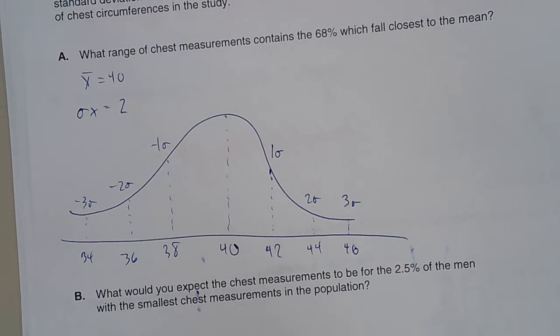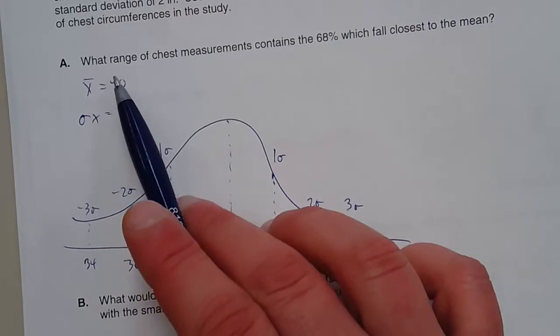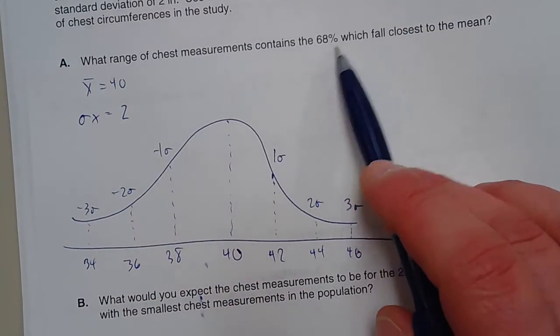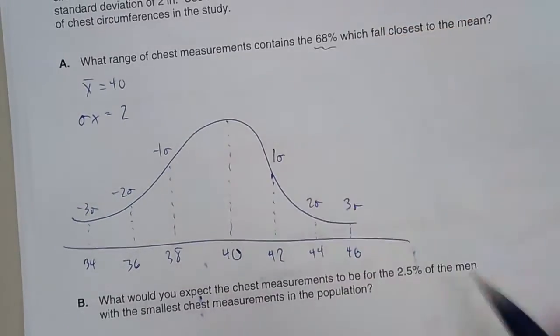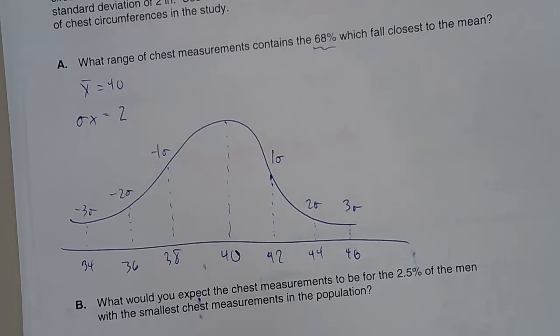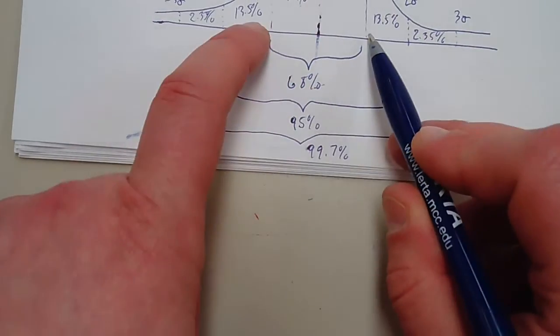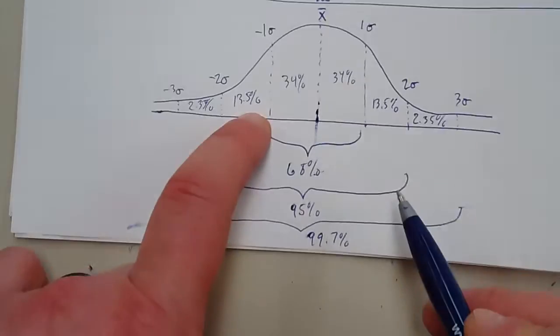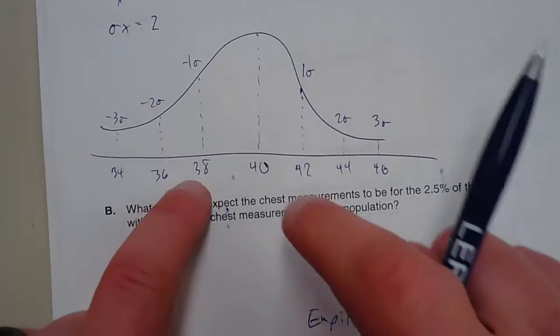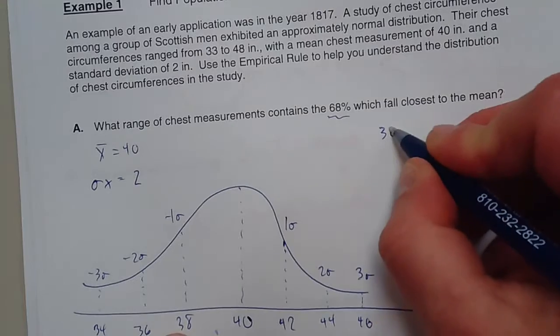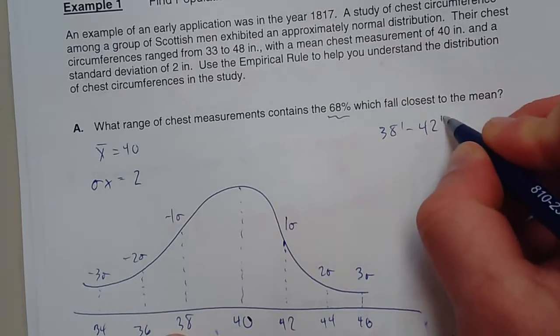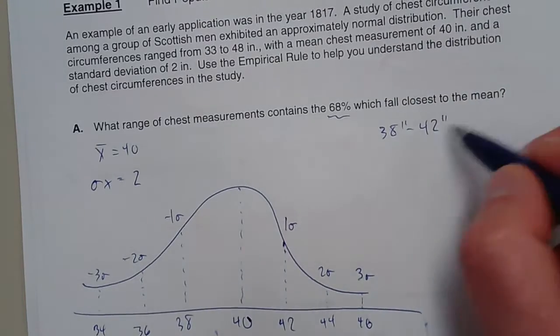Okay, so what does this question say? What range of chest measurements contains the 68% which fall closest to the mean? Before you look at this empirical rule, you're probably like, that's a really random number for them to ask about. But it's actually not. It's 68% because 68% fall within 1 standard deviation of the mean. So in our case, that'd be everybody from 38 to 42 inches. And that would be the answer to that question.